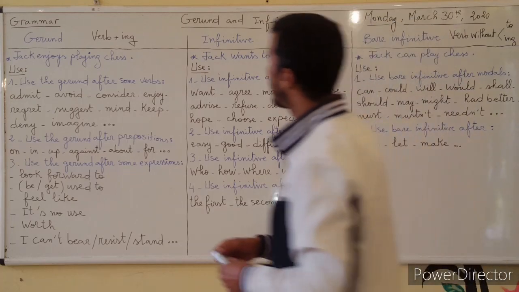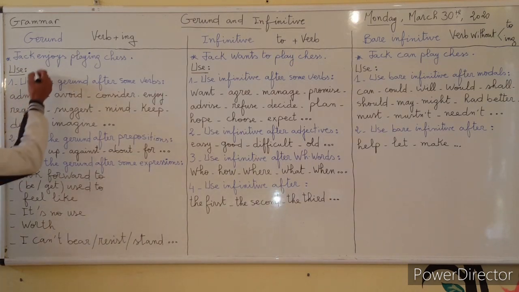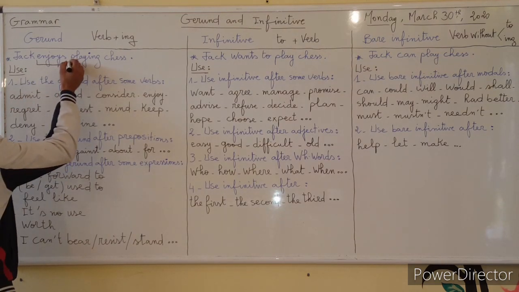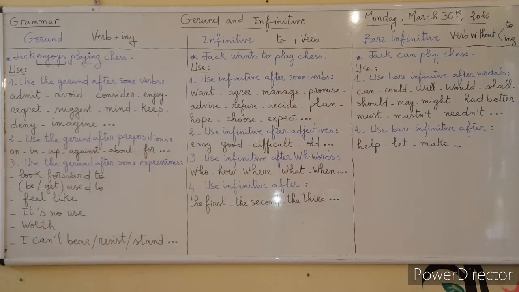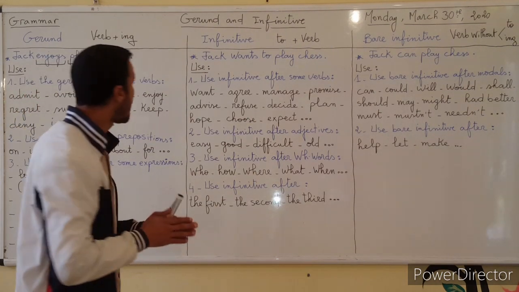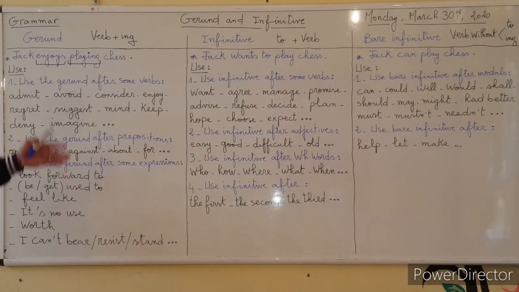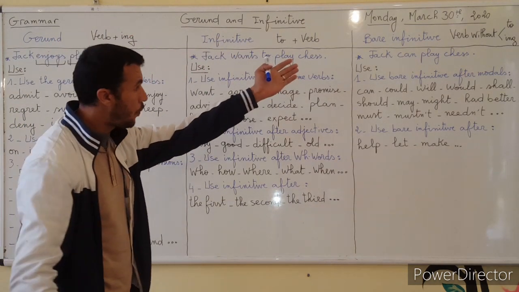So, let's start from the gerund part. As you can see here, Jack enjoys playing chess. So here we have two verbs. The verb number one is enjoys, and verb number two is playing. So, what can we understand from here? In French, we say deux verbes que se suivent, le deuxième se met à l'infinitif. But in English, the second verb could be gerund, or infinitive, or bare infinitive.